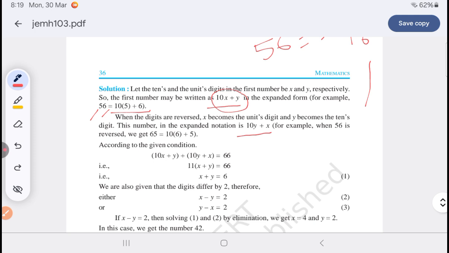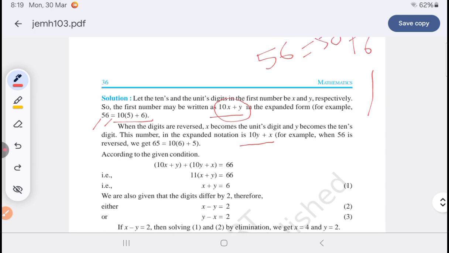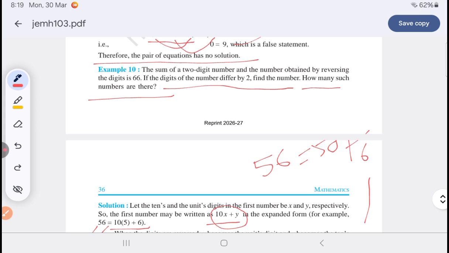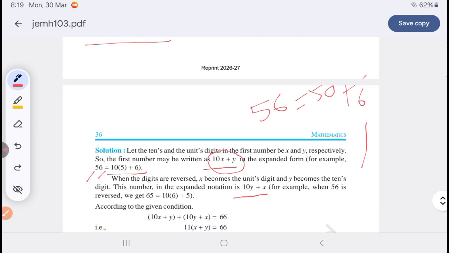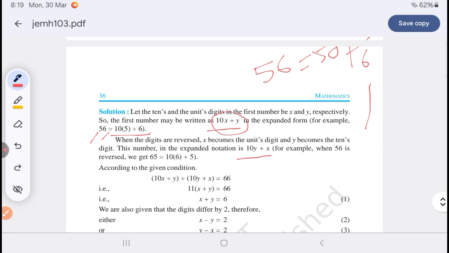So according to that, what is the question? The sum. So you have to sum these two numbers. This is equation 1 and this is equation 2. The sum of these two is 66. So 11x plus 11y is equal to 66. So x plus y equal to 66 by 11. So you'll get x plus y equal to 6.